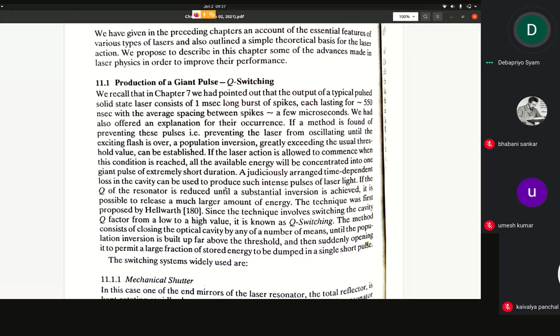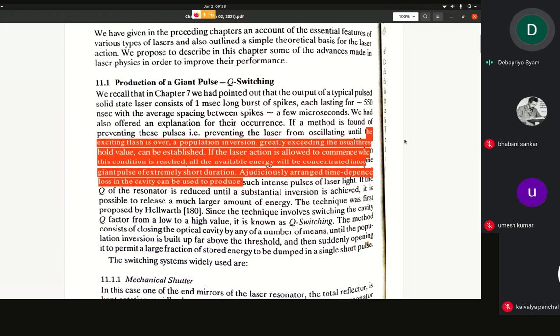It becomes very large. Okay? And then you suddenly allow this. At that stage the value of Q is low because the energy present in the form of electromagnetic radiation in the lasing medium is low, so Q is low.